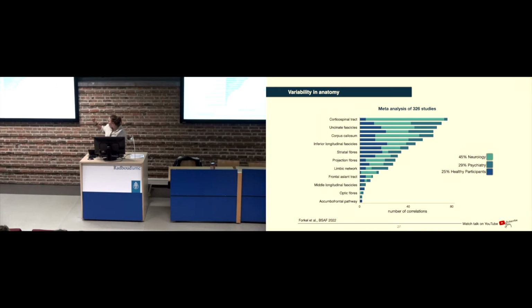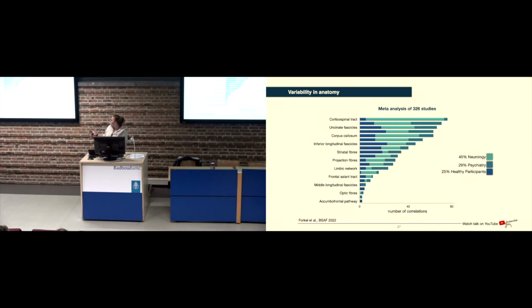And looking at them, a couple of things we learned. So the first thing, again, quite to our surprise, that we learned was that most of what we know about the function of the white matter, we actually know from clinical cohorts, not from the healthy brain. So 45% of the studies were conducted in neurological and neurosurgical patients, 29% in psychiatric patients, and only 25% in healthy participants. The other thing that we learned is that some tracts are superstars in the field, like the corticospinal tract, whereas others, like the accumbofrontal pathway, are largely ignored.